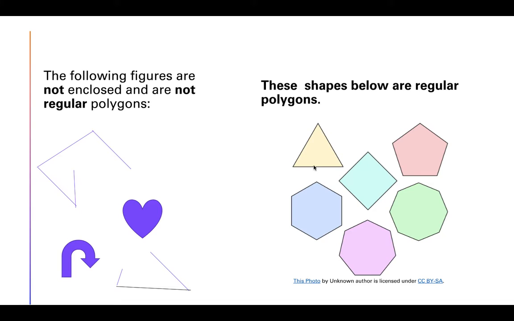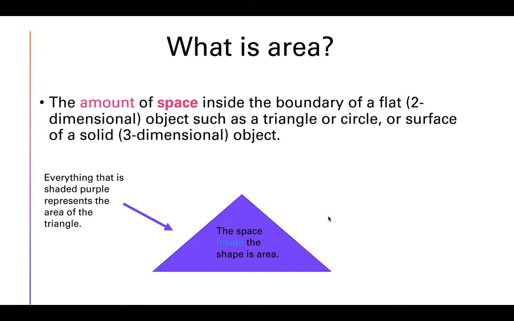Here are some examples. A triangle, a square, they have straight lines. They have the same size angles here. They're congruent, they're the same. This is a pentagon, right? All of these have straight lines. All the straight lines are the same size and all their angles are the same. And they all are enclosed. There's no openings, okay?